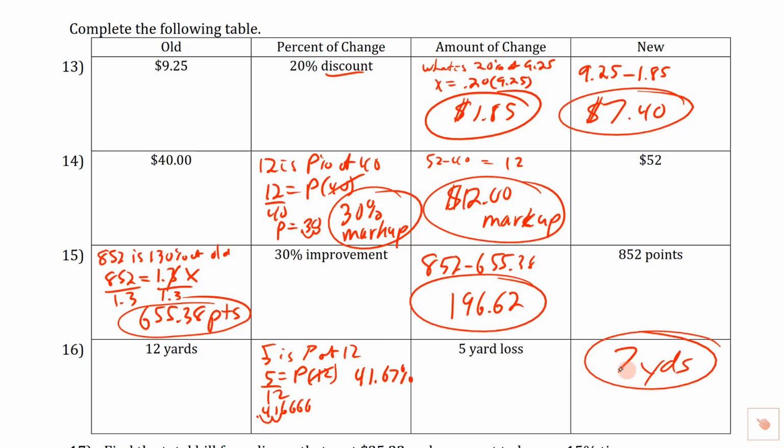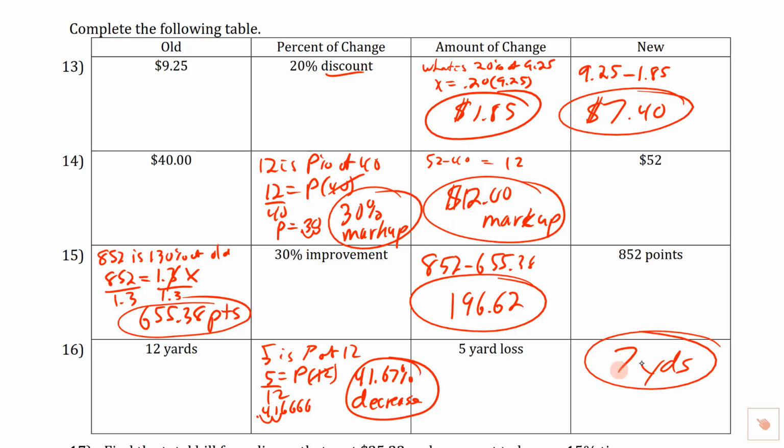And in this case, it wasn't an improvement, it was kind of like a decrease. Okay, it decreased from 12 yards down to 7 yards, which was a 41% decrease. So I'm going to go ahead and circle that. Now, there are some other ways to do these problems. I want you to take a look at this and consider this.